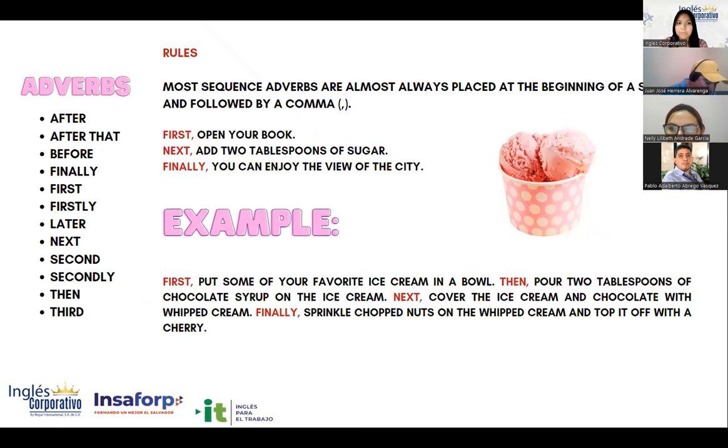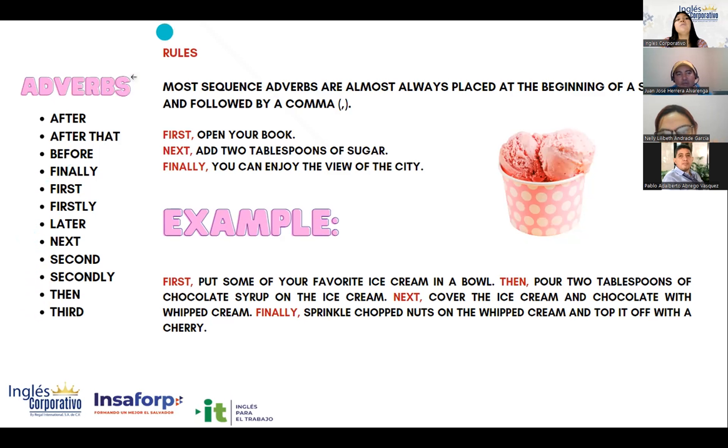So let's move to adverbs, okay? As you can see, we have a list of adverbs that we can use whenever we are ordering different procedures or different steps that we need to follow. So we have after that, before, finally, first. First, firstly, later, next, second, secondly, then, and third. Okay, this one is third, not first.